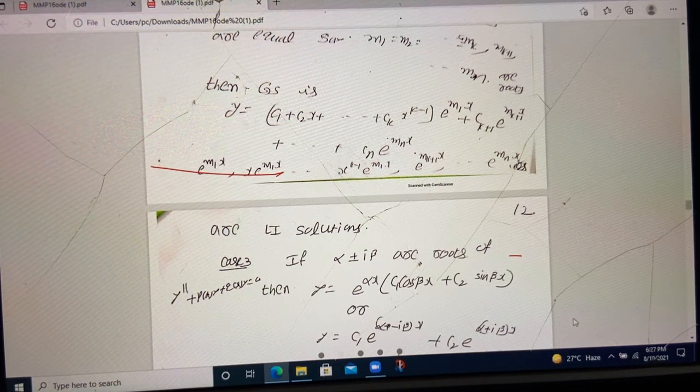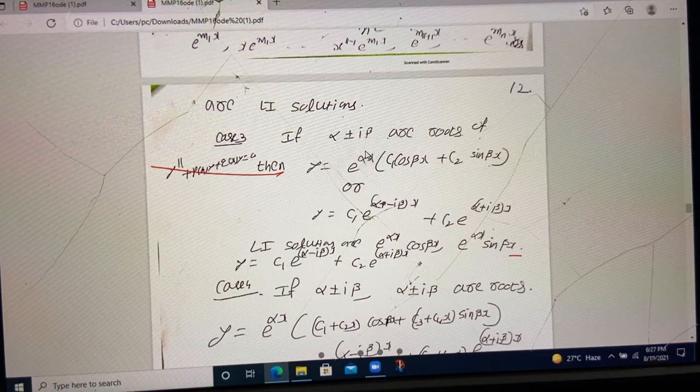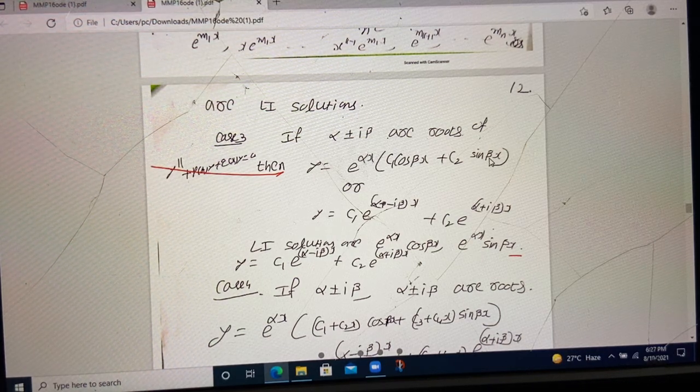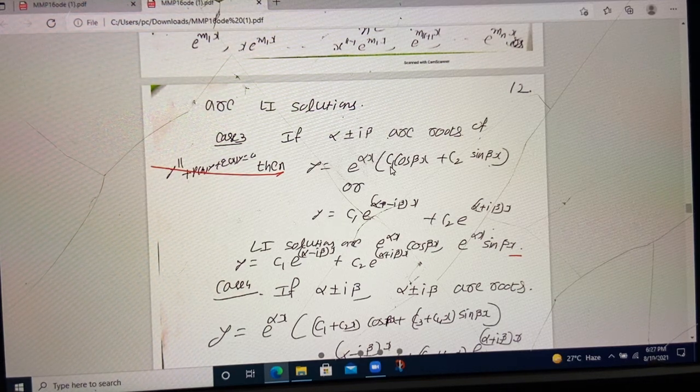Next, suppose the roots are complex, which is very important. Then in that case, for second order, only two roots will be there: alpha plus i beta and alpha minus i beta. Then how to write the solution? Your teacher might have told you in your degree course: e to the power of alpha x into (c1 cos beta x plus c2 sin beta x), where alpha is the real part and beta is the imaginary part. So what are the independent solutions? e^(alpha x) cos beta x and e^(alpha x) sin beta x are the linearly independent solutions.